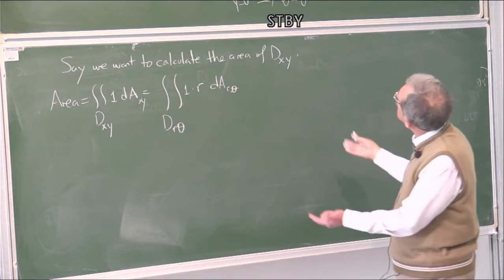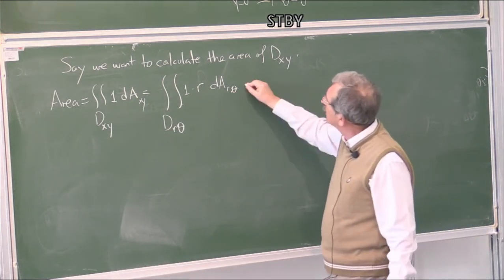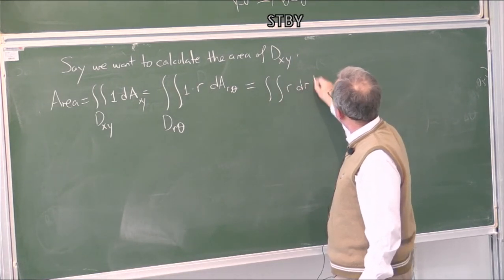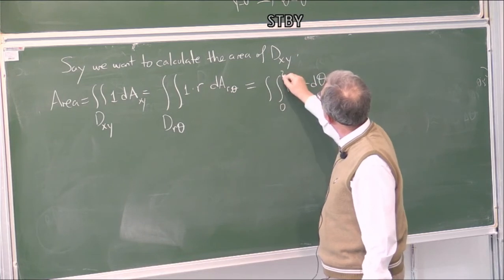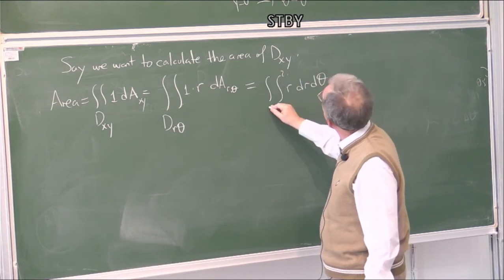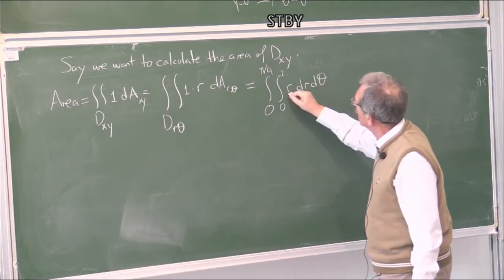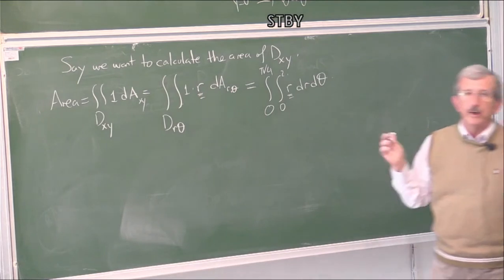Well, what is dr dtheta? It's a rectangle. And this is very easy to evaluate then. It is r, for example, dr dtheta. r changes from 0 to 2. Theta changes from 0 to pi over 4. Okay. The important thing is we have an extra r coming.